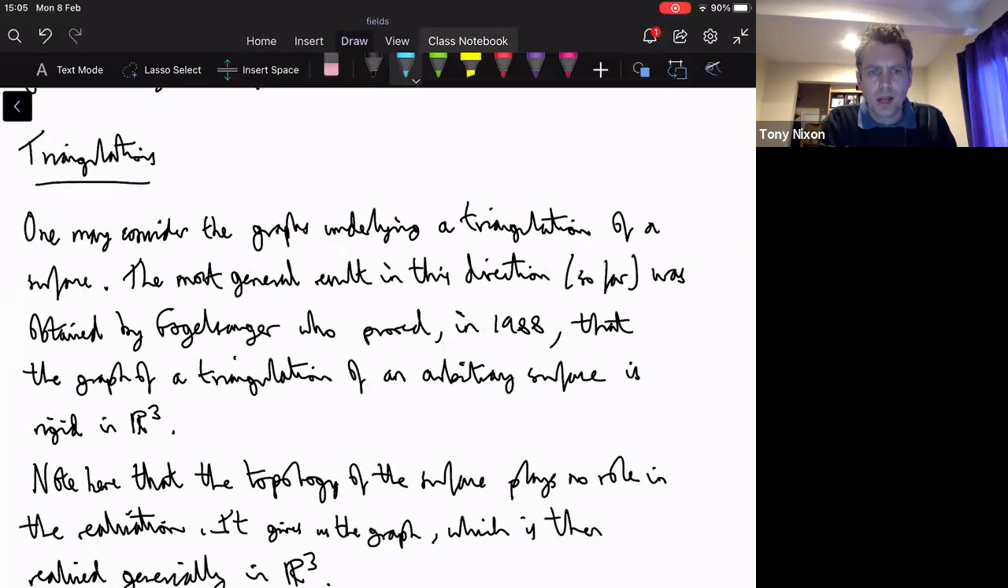Okay, so as I said, I want to talk about triangulations. In particular, there's a really general result, which I won't go into, but it's a really nice result obtained by Vogelsanger in the 80s. Essentially, he proved that you take any surface you like, any closed 2-dimensional manifold with no boundary, and you triangulate that surface. What you get is that the graph of the triangulation is rigid in 3-dimensional space.